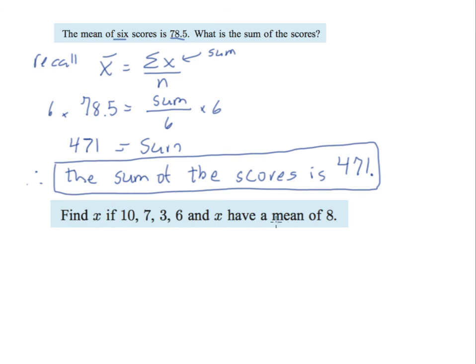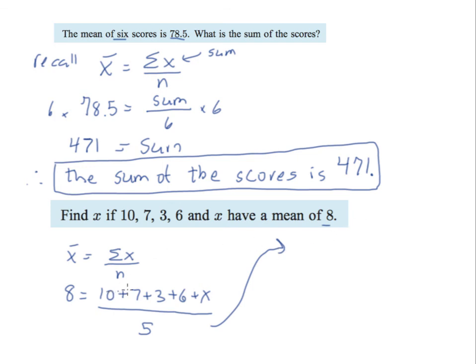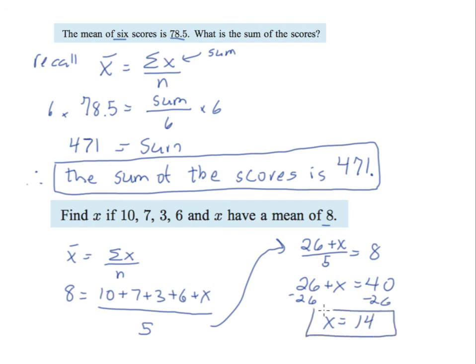Our last example, find x if 10, 7, 3, 6 and x have a mean of 8. So mean is equal to the sum of our data points divided by n. So our mean is 8. Our sum of our data points is 10 plus 7 plus 3 plus 6 plus x divided by how many data points we have? Well, we have 5. So let's simplify this down by adding those numbers together. We get 26 plus x over 5 is equal to our mean of 8. Multiply each side by 5. Subtract 26 from each side. And we get x must be 14.